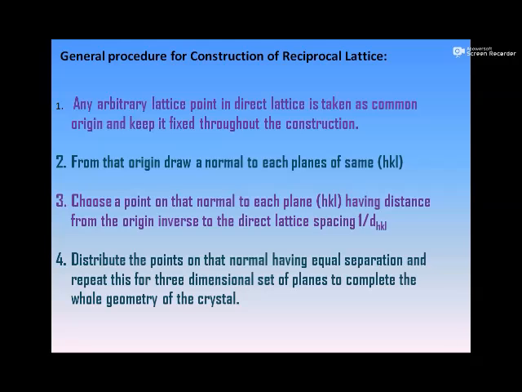So there are infinitely many planes within the crystal, and obviously there are infinite choices of that set of planes. From that infinite number of choices, you have to choose those planes having the same HKL. Okay. Now once you choose that particular set of HKL, you are going to draw a normal on those planes having the same HKL. Now in the next part, what are you doing? You are going to choose a point on that normal for each HKL, having a distance from the origin just inverse to that of the direct lattice spacing.